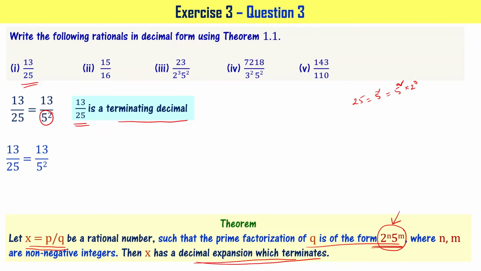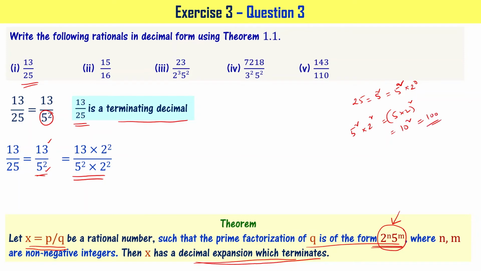13 by 25 is equal to 13 by 5 square, right? Let me multiply both numerator 13 and denominator 5 square with 2 square. Why are we doing this? Look at this: the denominator now is 5 square times 2 square, right? I can write it as 5 times 2 whole square. It means 10 square, which is equal to 100, right?